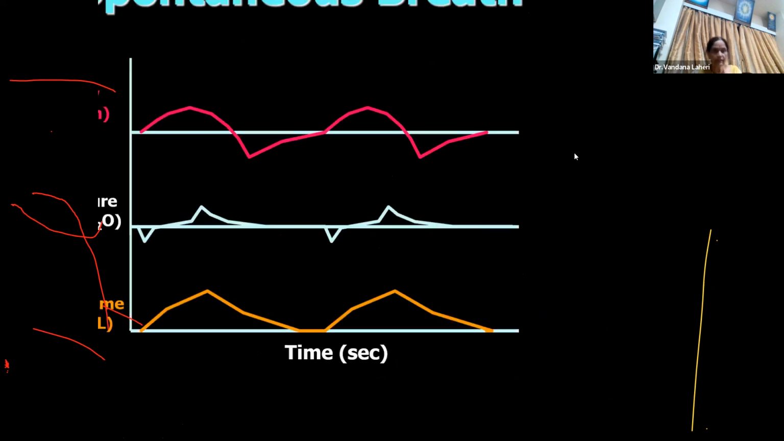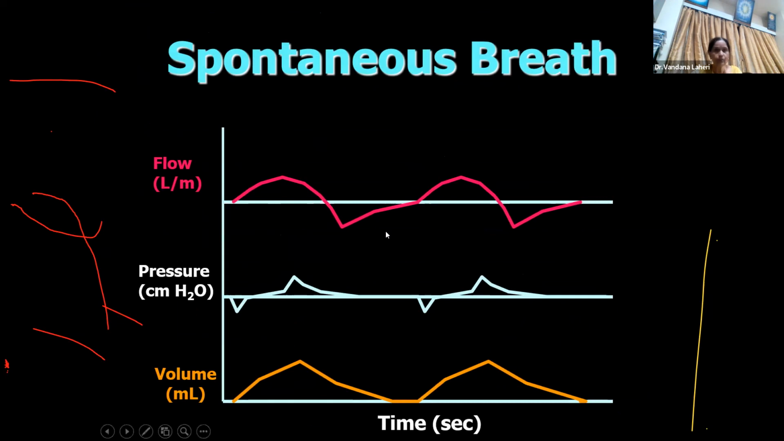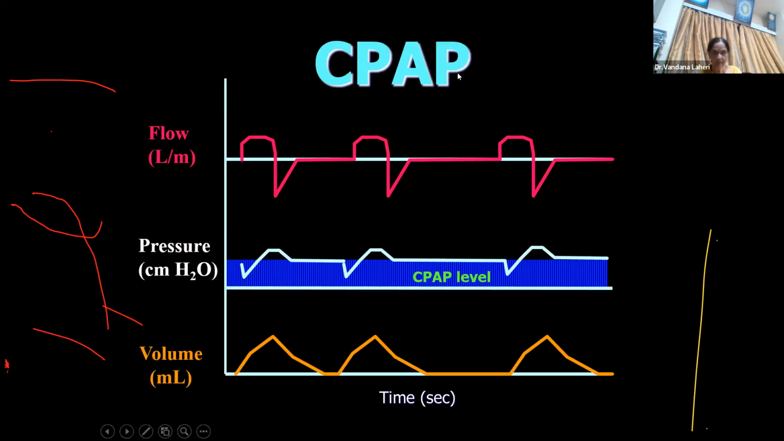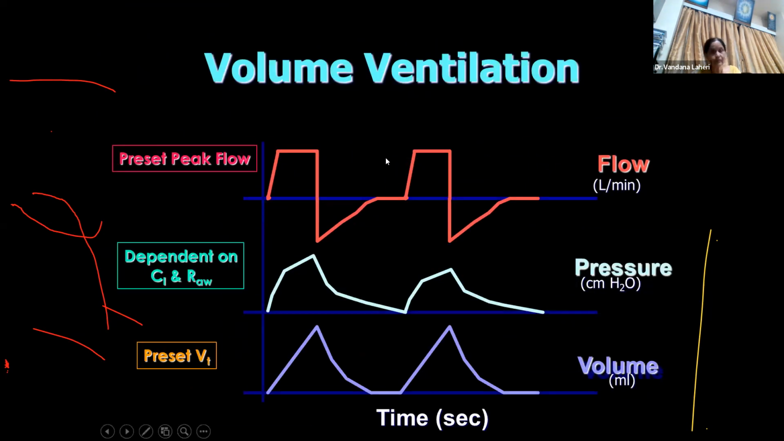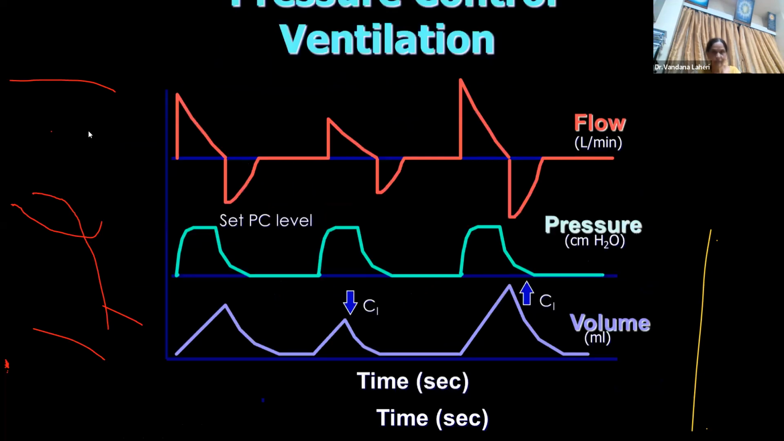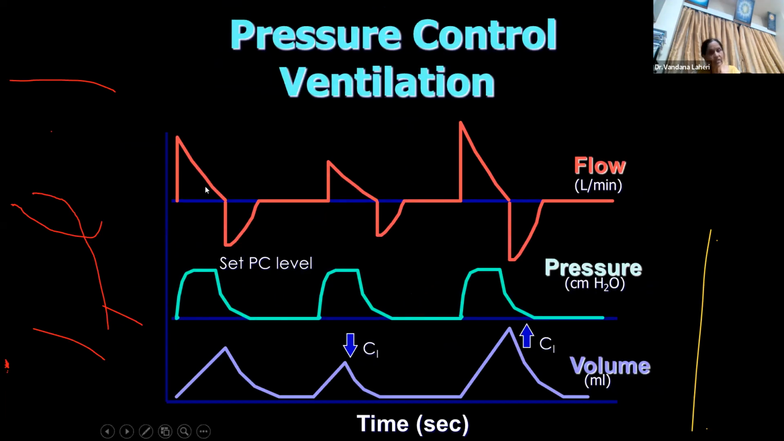So in summary, a spontaneous breath would look like this. CPAP would look like this. Volume ventilation would look like this, where the flows are square. Pressure ventilation always has decelerating flow, and the pressures are constant. Volume will keep changing.